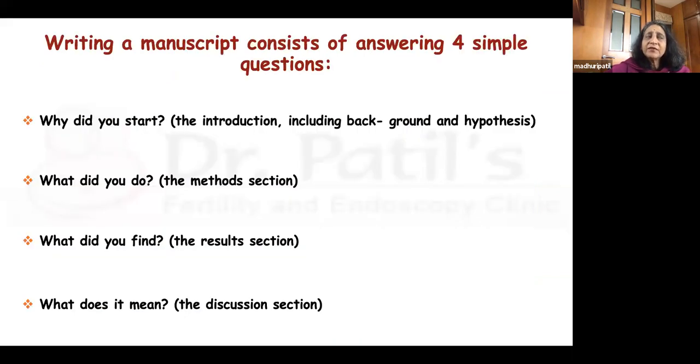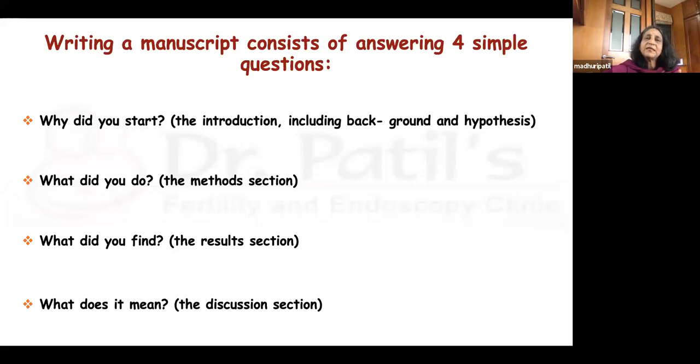When we have to write a manuscript, we have to answer 4 important questions. So why did you start? That will include the introduction, the background, the literature search, what you have done, as well as the hypothesis. Then the second point that has to be answered in your manuscript is, what did you do? That is the methodology section. Then what did you find? That is the results section. And what does it mean? That is the discussion section.